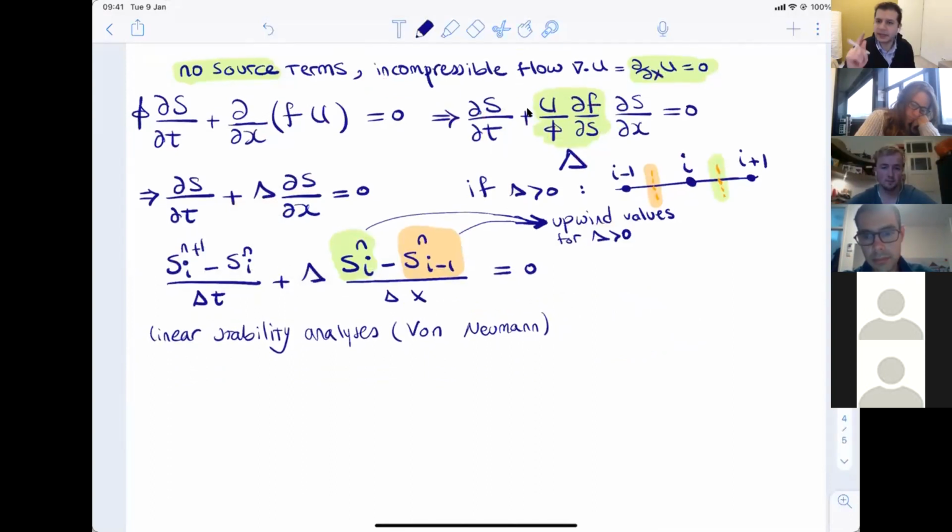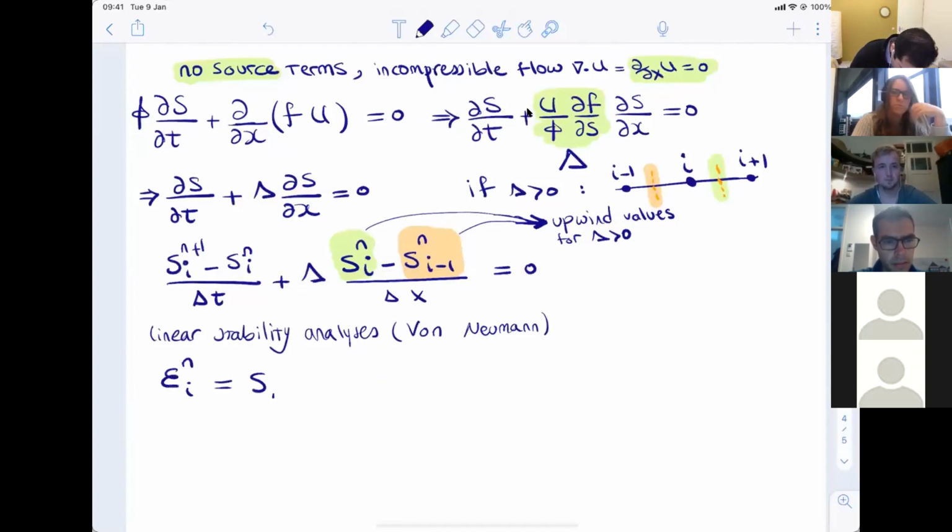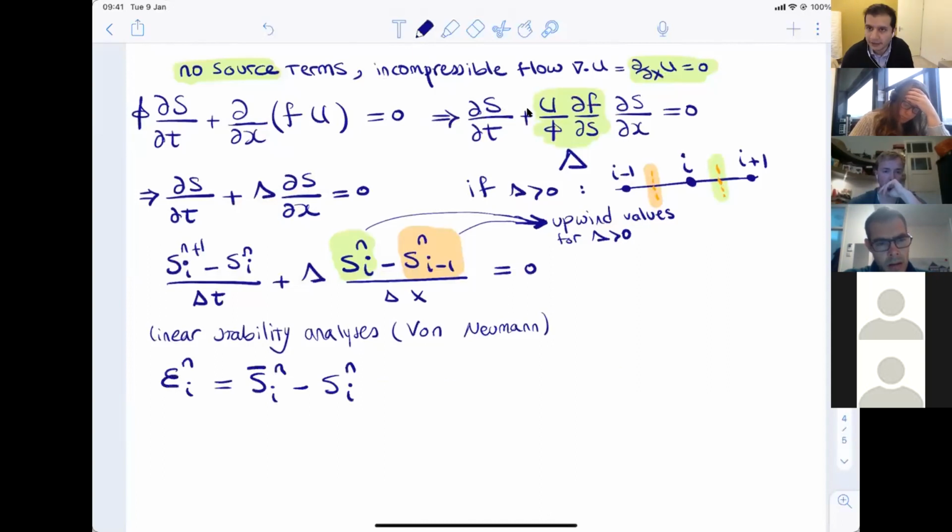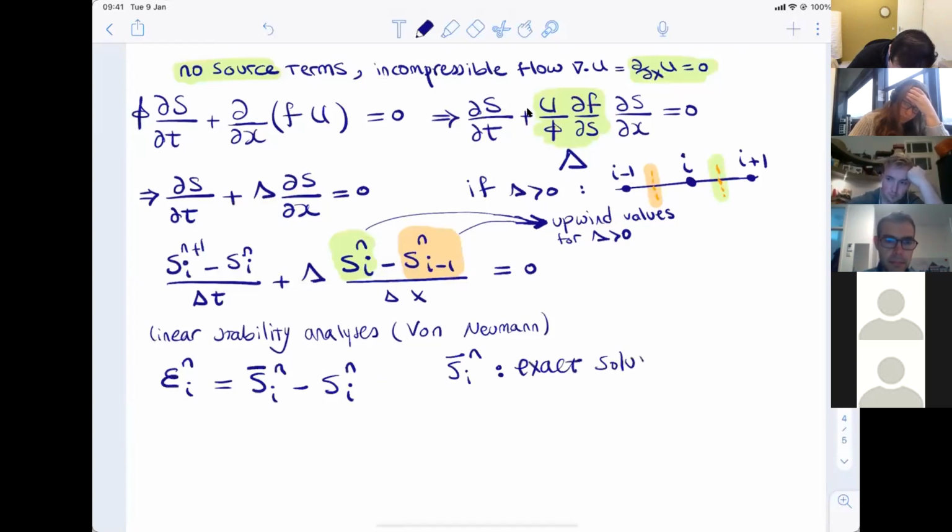The whole story is based on one simple thing that you need to get right. Let us define what the error is. The error at point I and time step n is the difference between the exact saturation at time step n, which I would just call S bar I n, and the saturation value that your simulator would give. That's the error, right? S bar I n is the exact solution. S I n is your simulator's numerical solution.